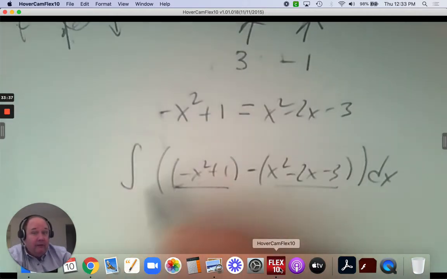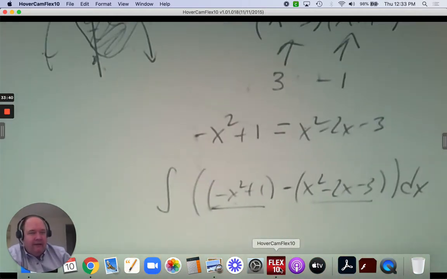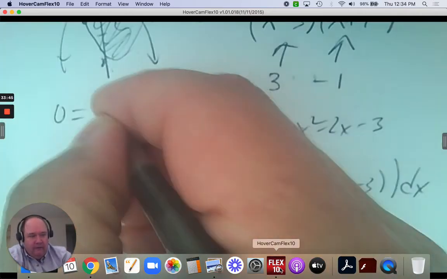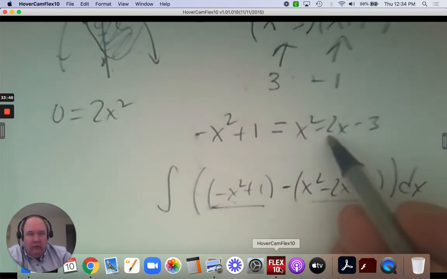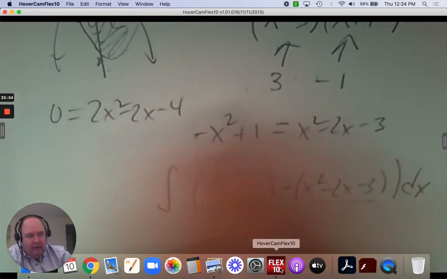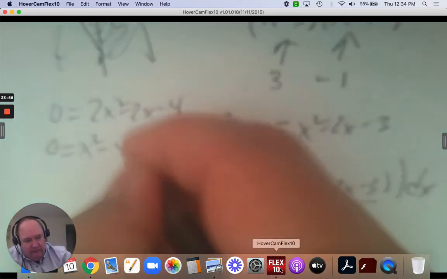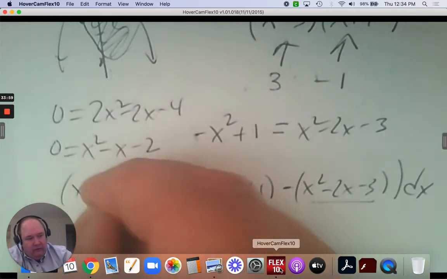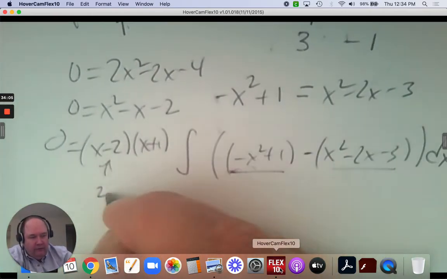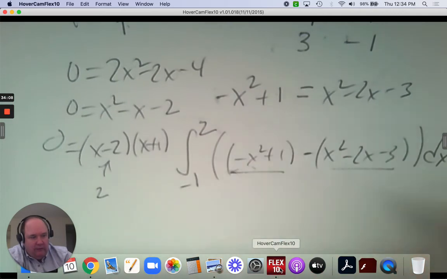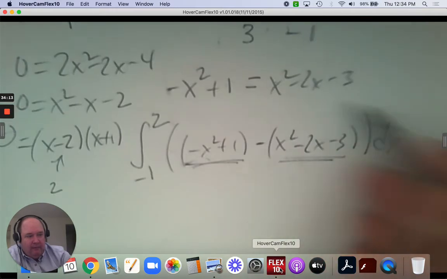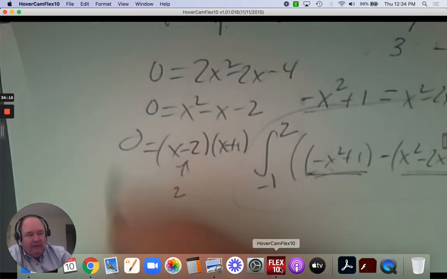I need to find the limits, so I make them equal to each other to find them. I kind of ran out of space here, so I'm going to do it over here. I'm going to combine like terms. I'm going to add x squared. We have negative 2x, and I'm going to subtract 1, which is negative 4. I'm going to divide everything by 2, and then this is negative 2 and positive 1. So this is the upper limit, and this is the lower limit. So it goes from negative 1 to positive 2, and it's top subtract bottom. That's the setup. All right, number 19.